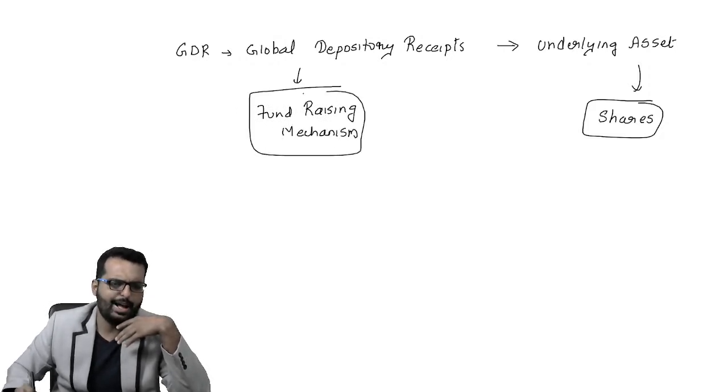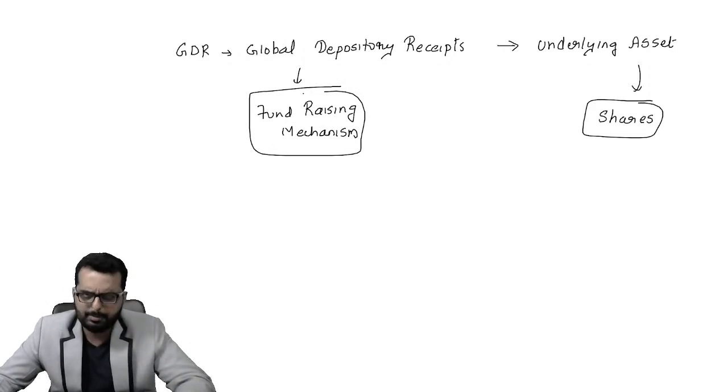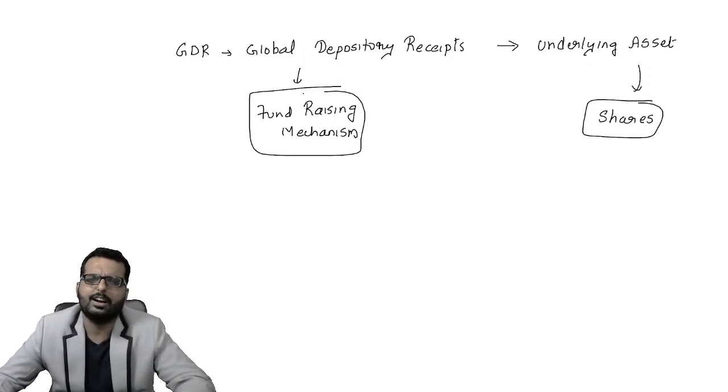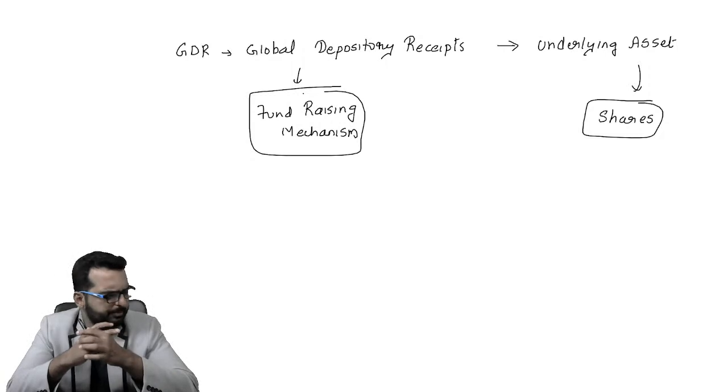And this is accepted worldwide. People can go with GDR, and for this the underlying asset turns out to be shares. To understand this better, we will do a problem. Just quickly write down this in your books.